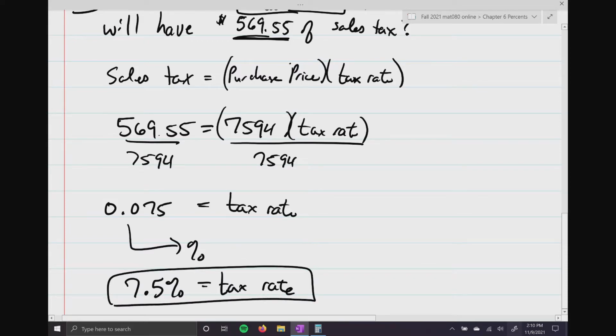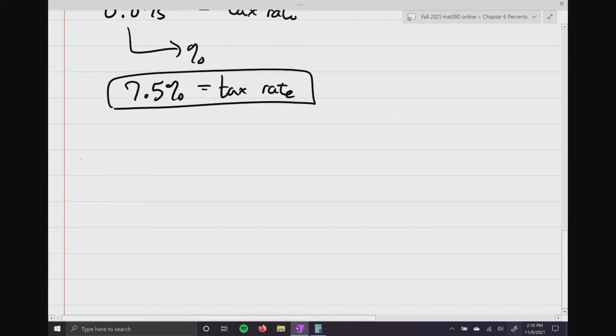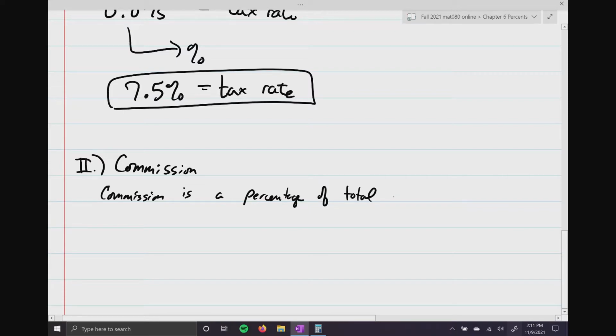Okay. Now, the next topic we're going to talk about is commission. So this will be part 2. There are a lot of people that work on what we call commission. So commission is nothing more than just a percentage of total sales. So commission is a percentage of total sales, all right?